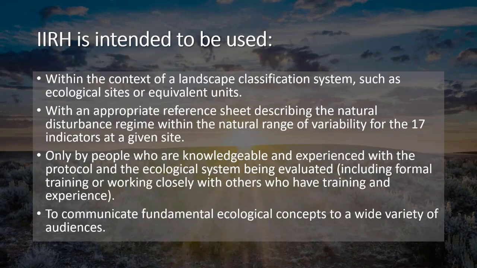It's important to understand the intended uses of IIRH. So IIRH is intended to be used within the context of a landscape classification system such as ecological sites or equivalent units. It's intended to be used with an appropriate reference sheet describing the natural disturbance regime within the natural range of variability for the 17 indicators at a given site. It should only be used by people who are knowledgeable and experienced with the protocol and the ecological system being evaluated, including formal training or working closely with others who have training and experience. And it is a valuable tool for communicating fundamental ecological concepts to a wide variety of audiences.